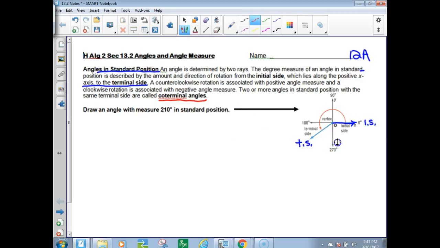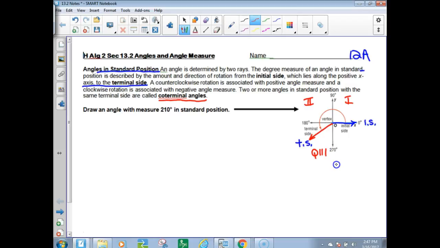So if you were to draw an angle with a measure of 210 in standard position, you would have to go from here, the initial side, all the way around to its terminal side. This angle is 210 because it's over 180. It would land in quadrant 2. So it terminates in quadrant 2. And you need to know this is quadrant 1, 2, 3.